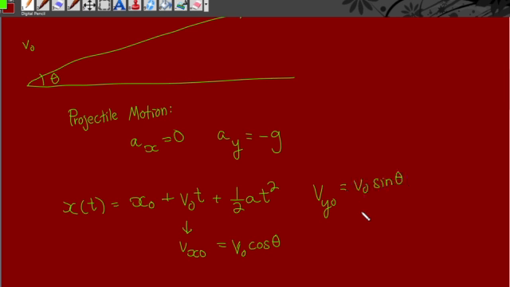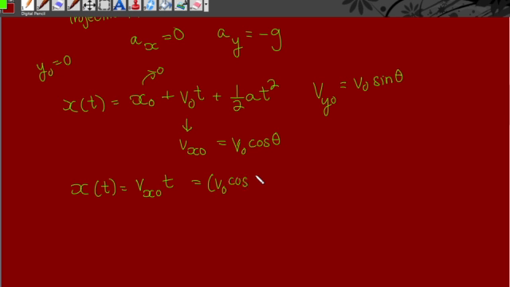Also, keep in mind, because there's no acceleration in the x direction, we can write the position for a projectile motion problem as just v x naught t, or if you prefer, v naught cosine theta t. And then for the y direction, there would still be acceleration, but the initial position would be set as 0, so it would be v y naught t, or v naught sine theta t, minus 1 half g t squared.